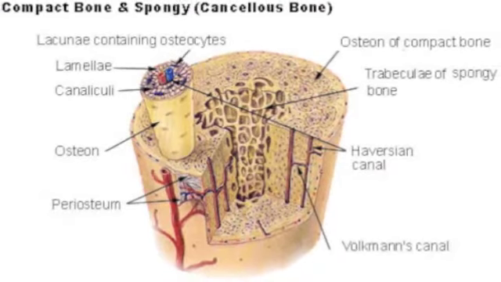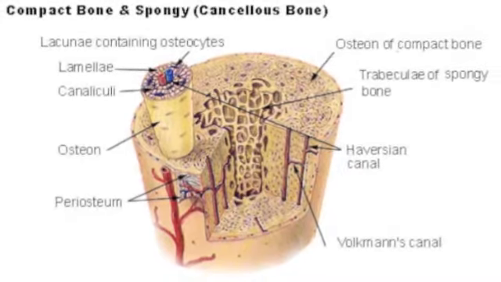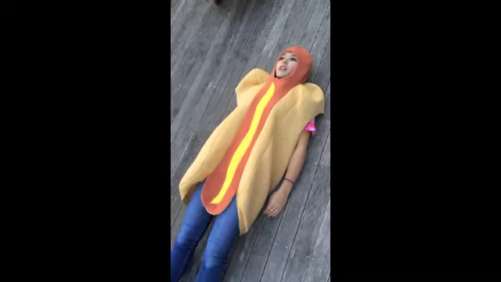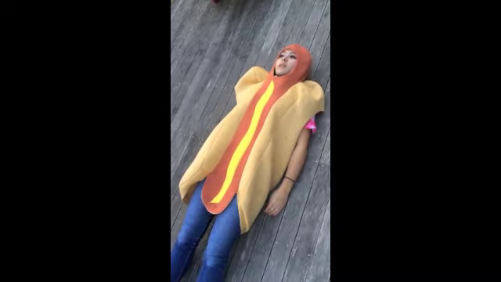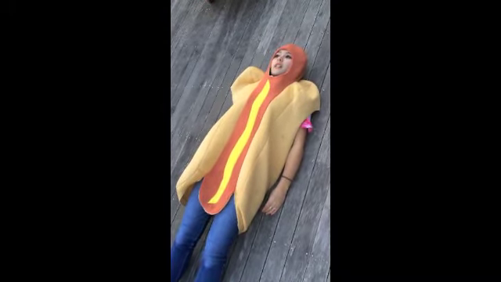Hey, what's that? It's a diagram of bone tissue. The 2 main types of bone tissue are compact bone and spongy bone. Compact bone is the dense bone that makes up the hard outer layer of bones. Spongy bone is light and porous. It is typically found on the inner layer of bones.